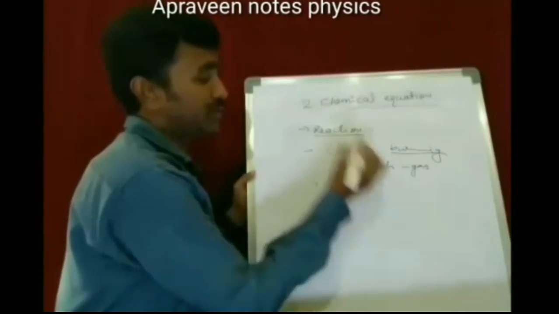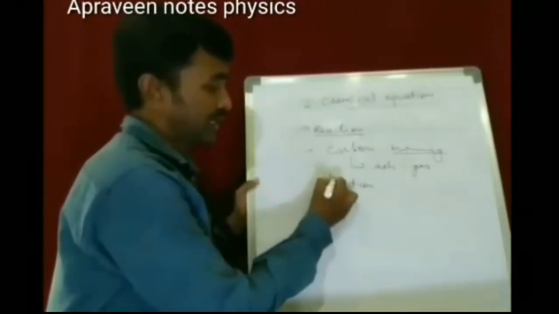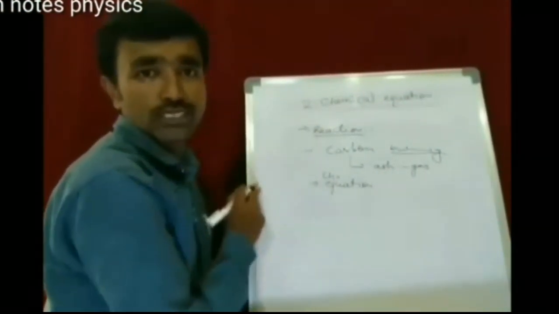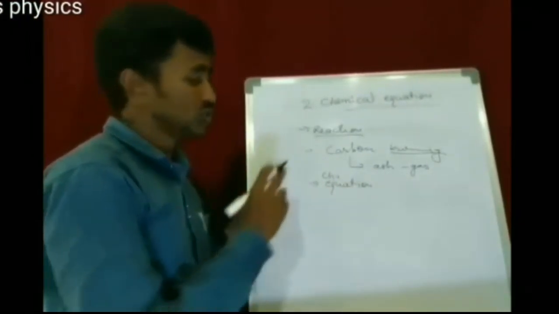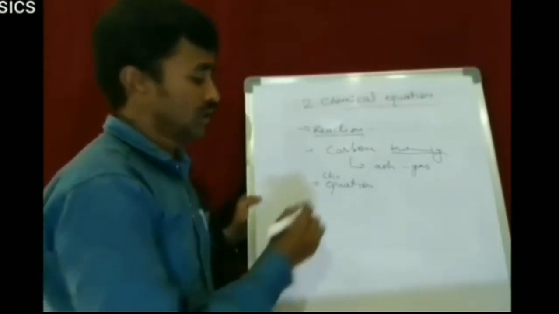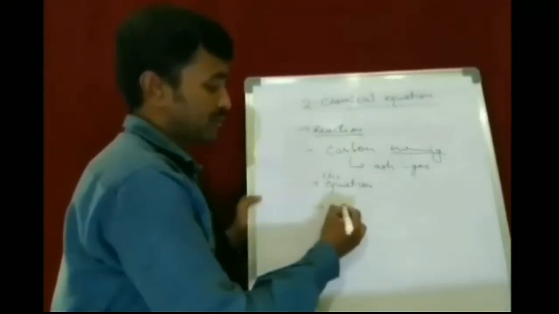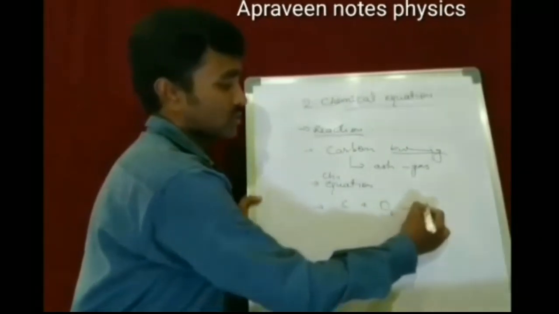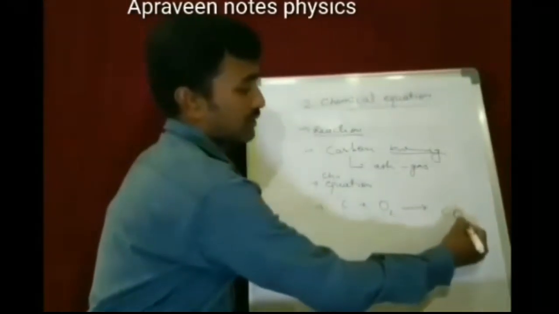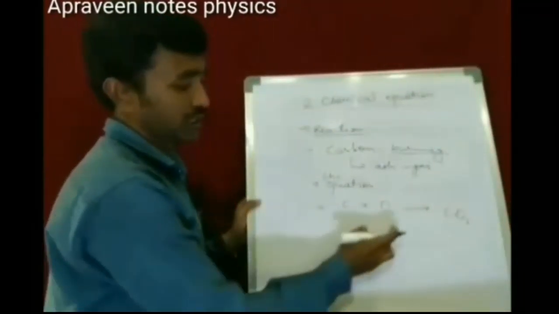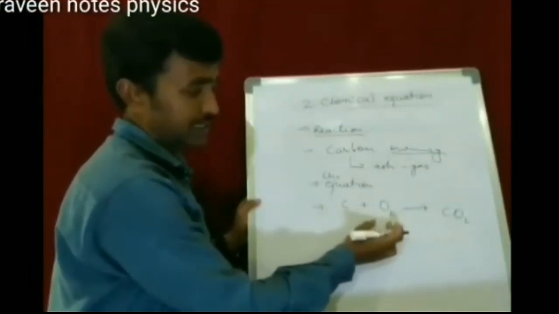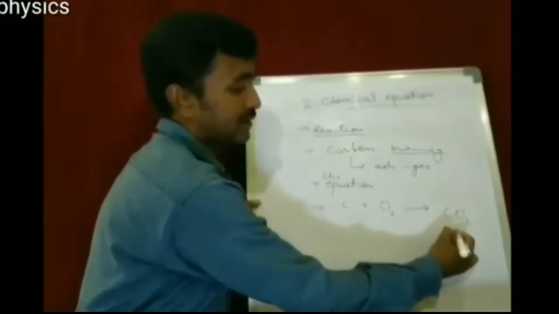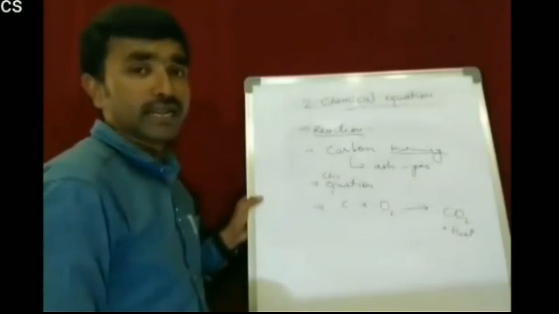What is meant by an equation here? A chemical equation is the representation of a chemical reaction using suitable symbols and formulas. Carbon burning in the presence of oxygen can be represented as carbon plus oxygen gives carbon dioxide. Carbon is a solid, oxygen is a gas, and both together combined and burned produce a gas called carbon dioxide, along with some amount of heat and light energy also.